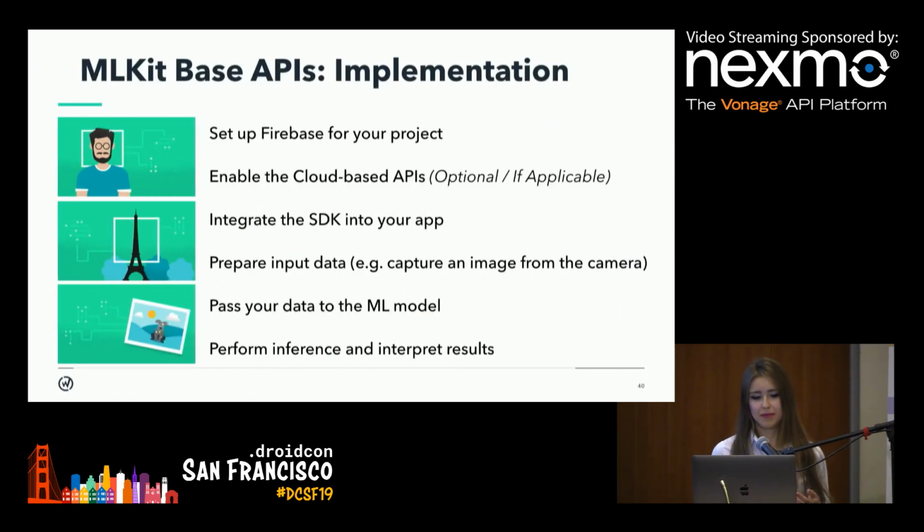So what would be the basic workflow for MLKit base APIs? First of all, you would have to set up Firebase for your project, and in your Firebase console, you would need to enable the cloud-based APIs if you want to. Then you'd have to add the MLKit SDK into your app. Again, we have to prepare the input data, so it could be capturing an image from a camera or preparing text that you want to be analyzed. Then you'll pass your data to the machine learning model, perform inference, interpret the results and present them to the user.